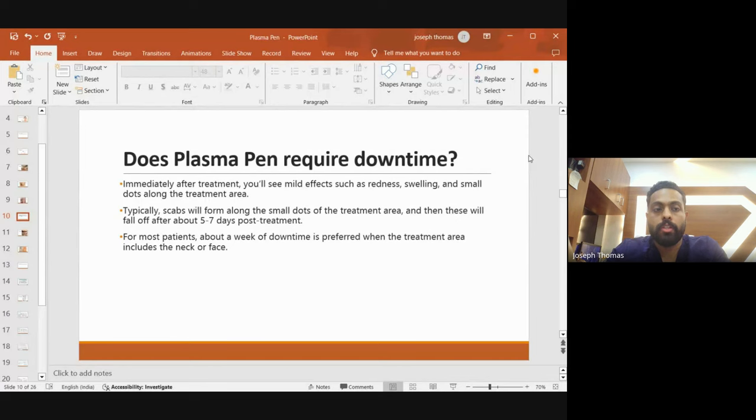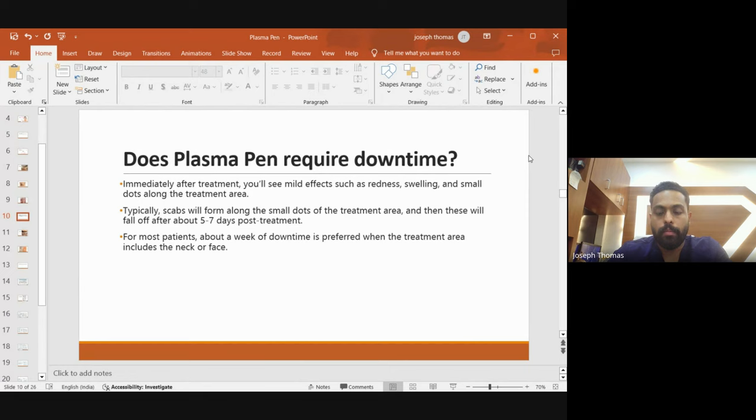So Asian skin, Indian skin, guys, be careful. Whether it is RF or plasma, even with plasma pen, which reduces the chances of PIH, Indian skin tends to have PIH very often, as you all know. So I do that protocol.